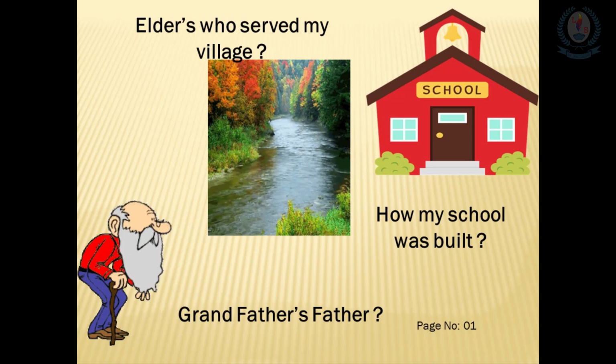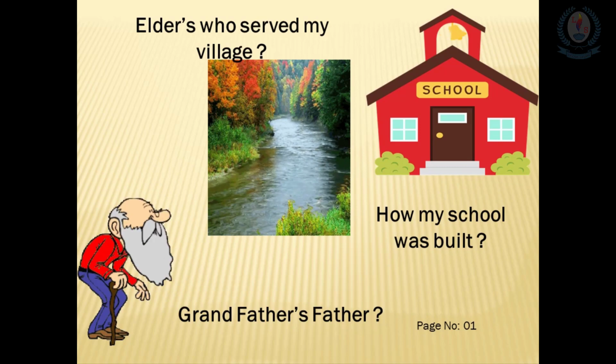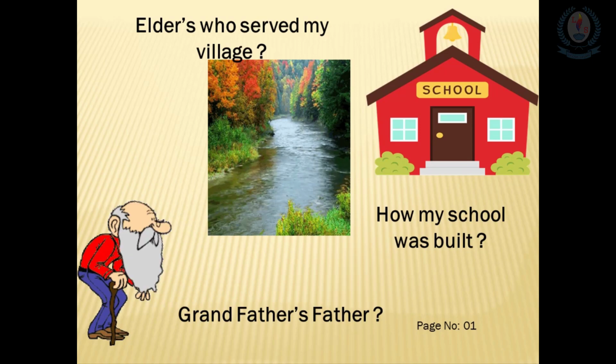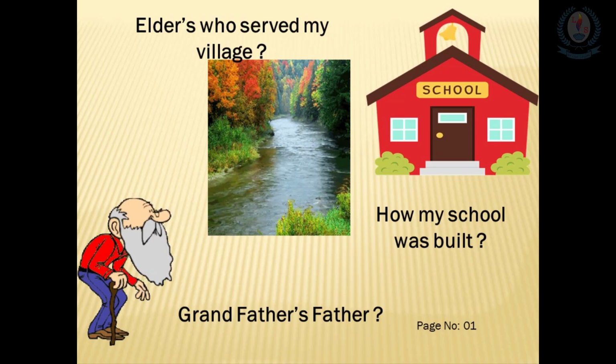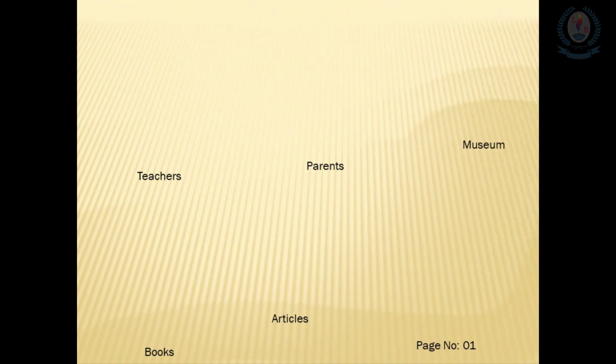How did you get to know about those things? There are so many sources which help us to know about these things. Let's see what are those sources. We haven't seen our ancestors. We were not there when those past events happened. But we know about them. How do we know about those past events? Some people, some sources, they help us to know about our past events. Who are those people? What are those sources? Let's see.